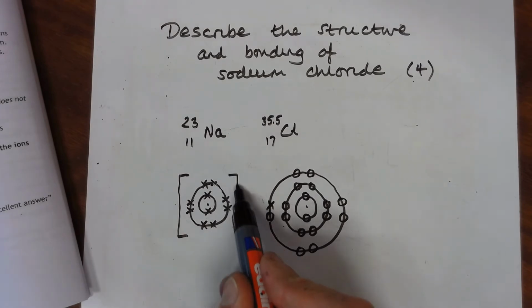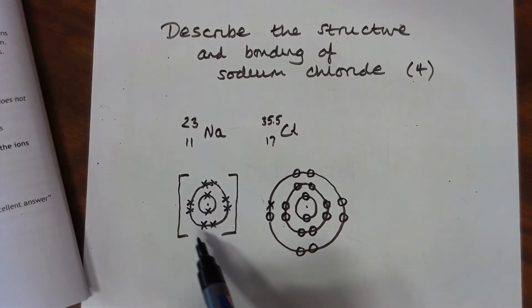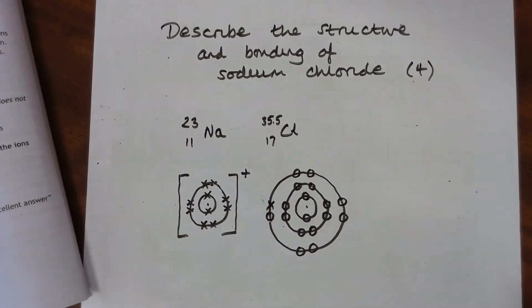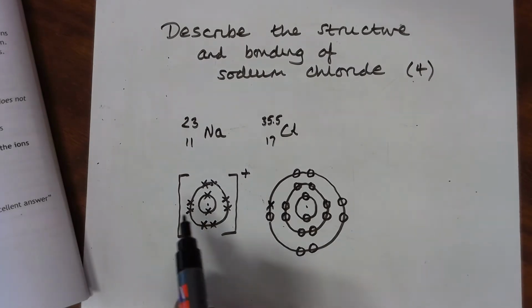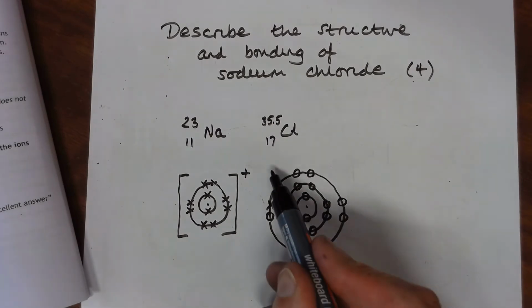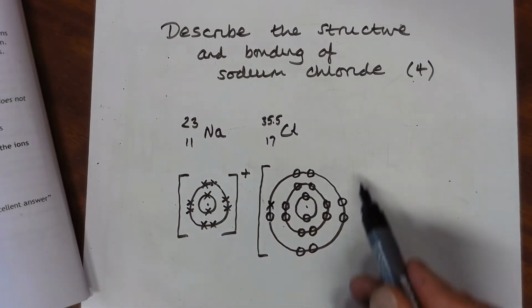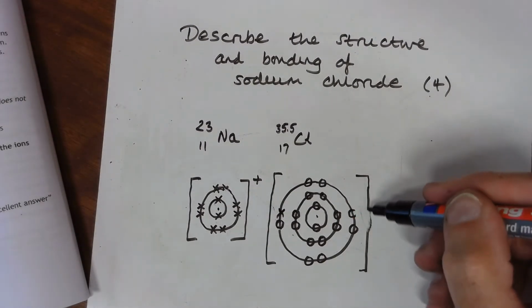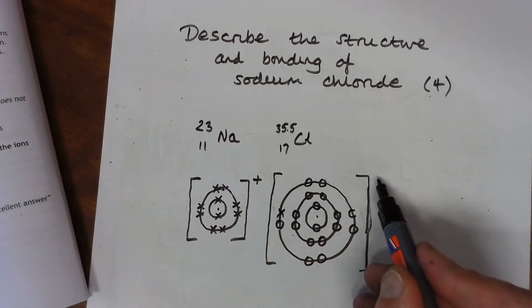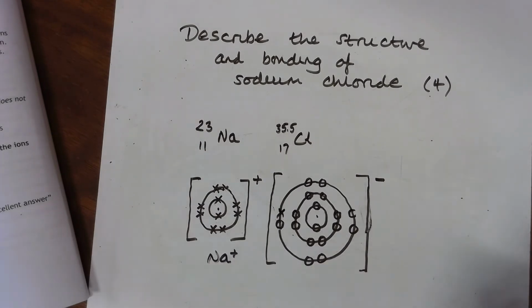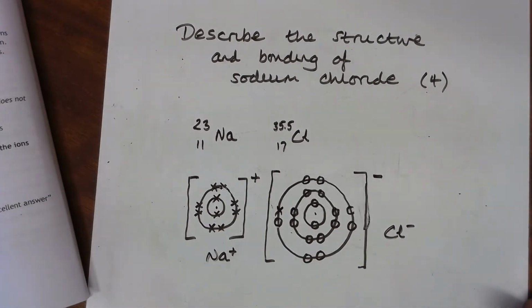To show it's an ion, I'm going to draw square brackets. This has lost a negative electron. That makes it a positive ion. Losing a negative particle, an electron, makes the remainder positive. This electron has transferred across to the chlorine, which is now an ion. Oops. So it's gained a negative electron and now has a negative charge. So this is now a sodium ion and a chloride ion, which we write like this.